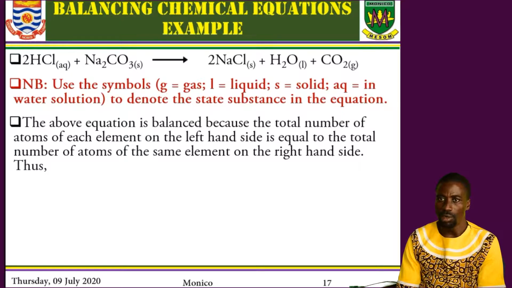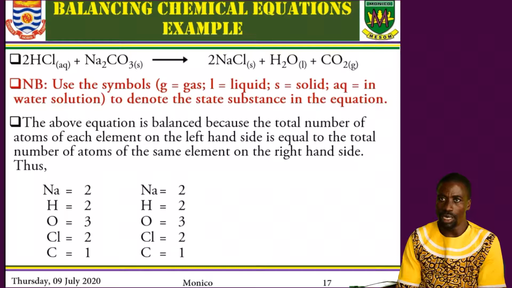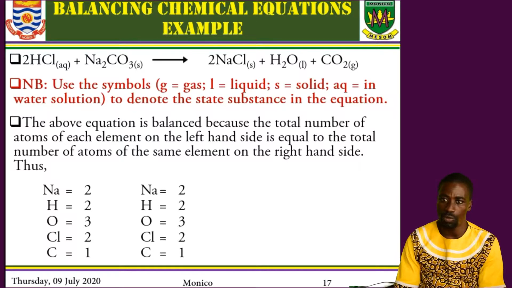So if I look at this, I have 2 atoms of sodium on the reactant side and 2 on the product side. For hydrogen, 2 on the reactant side, 2 on the product side. Oxygen 3, chlorine 2, and then carbon 1. And so when you look at this inventory, it is telling us that the equation is well balanced. So that is how we check whether the equation is balanced or not. If you check and it's not, then you have to make sure you do the right thing. All right.